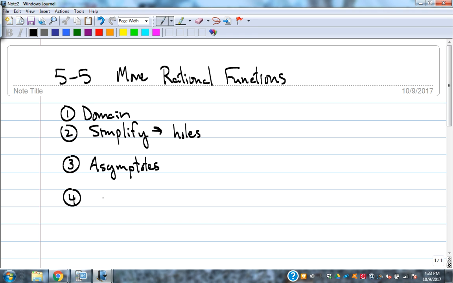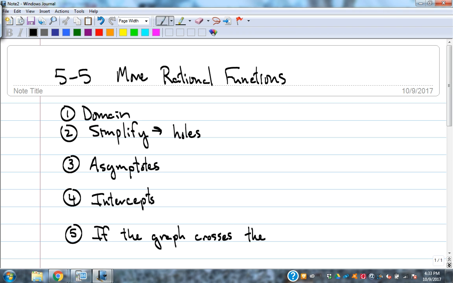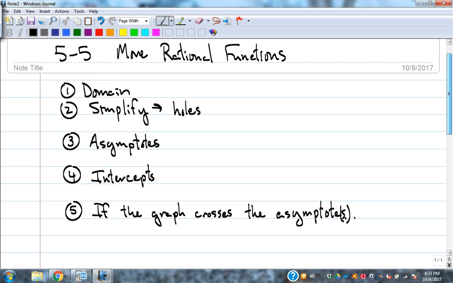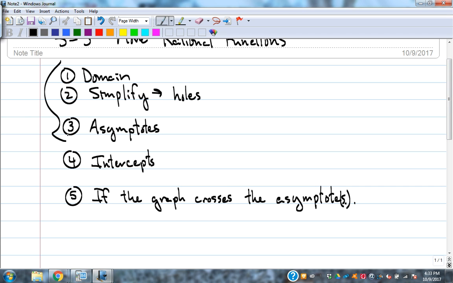And then we're also going to find the intercepts. And then we're also going to find if the graph crosses the asymptote. Okay. Put that in parentheses. Not always more than one. Okay. So all of these things we've done before. We're adding intercepts and we're adding if the graph crosses that asymptote, and we'll see how that goes.